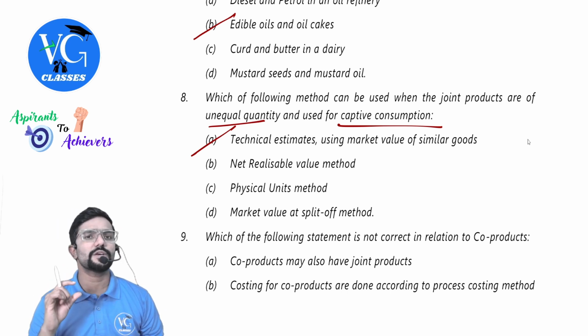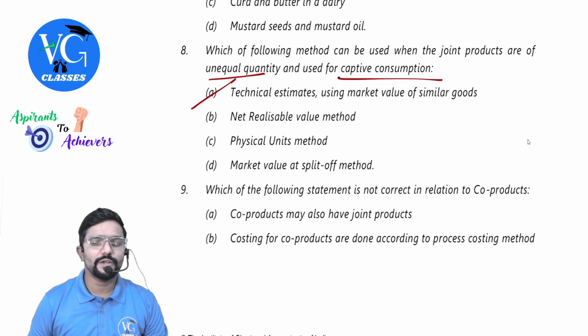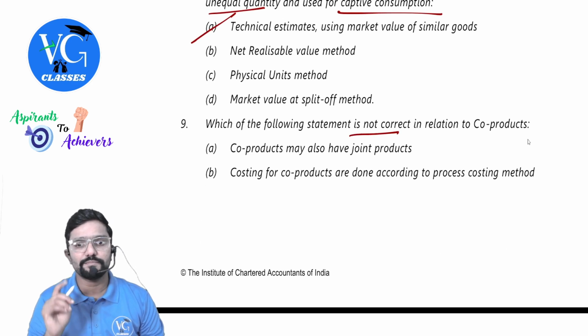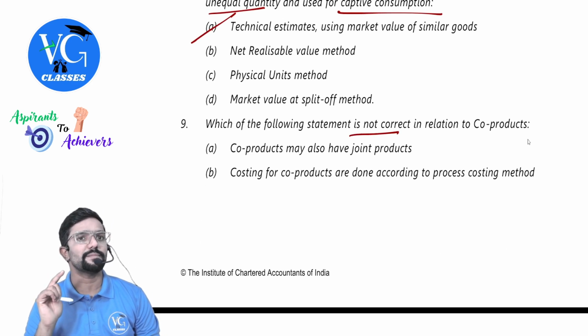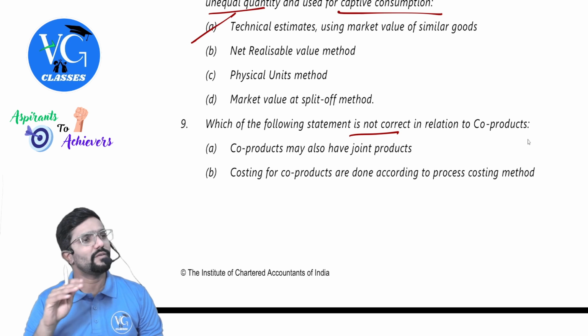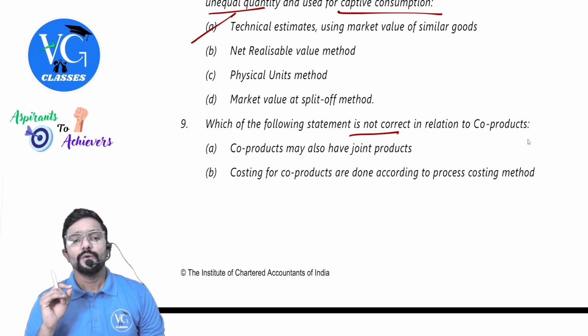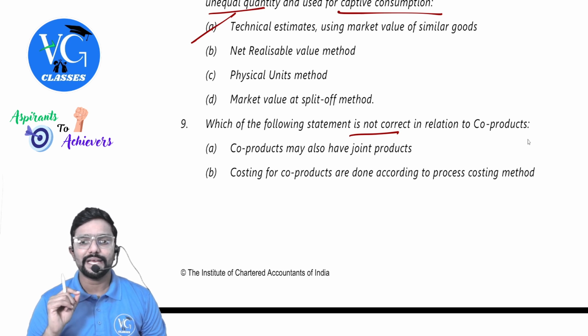Or the value based on what? Technical estimates. Which of the following statements is not correct? Guys, please be careful with this kind of sentence. Sometimes they can ask what is correct, sometimes they ask what is not correct. What is true or what is not true. Which of the following statements is not correct in relation to co-products?